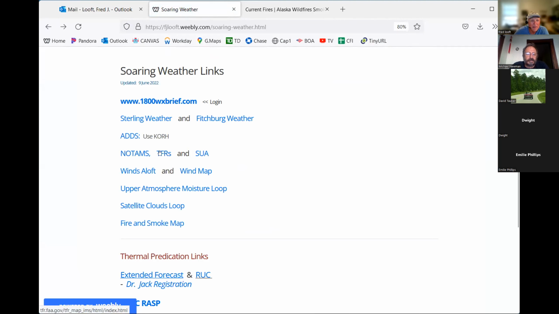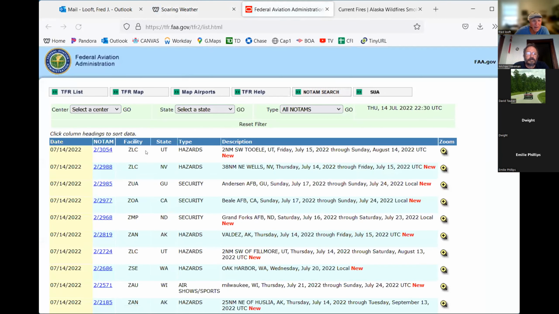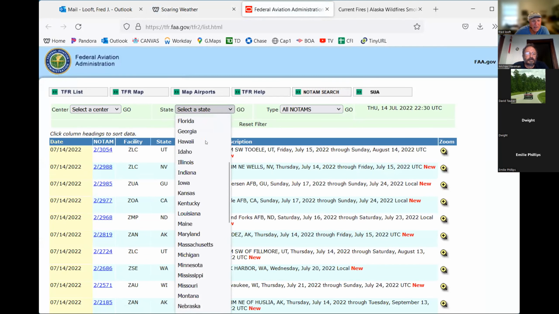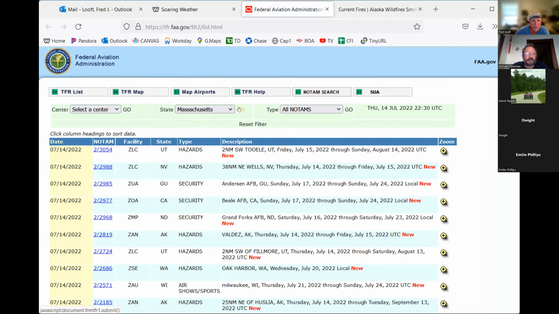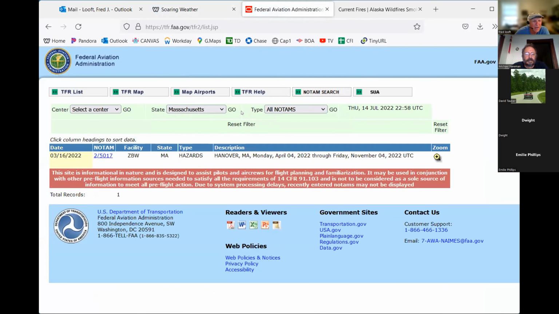NOTAMs, TFRs, etc. I'll do the NOTAMs. Again, this is something I check the morning of or sometimes the night before. I go by state. I typically will say, for example, Massachusetts, then I'll check Vermont. And this is the typical Hanover.